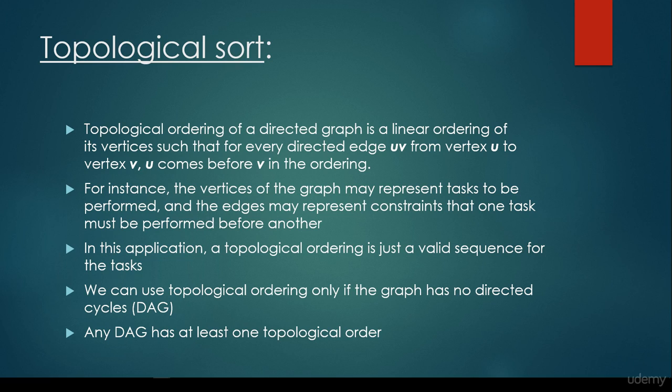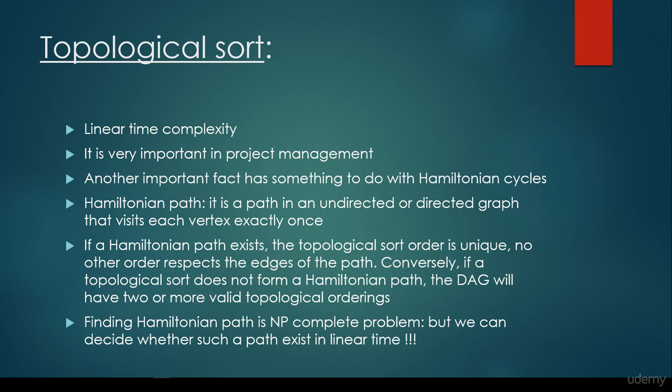It's very important that we can use topological ordering only if the graph has no directed cycles. That's what we call a DAG, directed acyclic graph: a graph that doesn't have any directed cycles. Any DAG has at least one topological order. It's also important that topological sort has a linear time complexity, and it is important in project management.